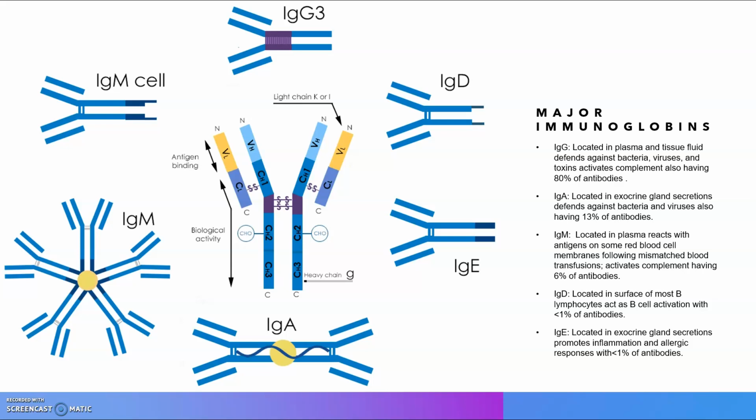IgD is located on the surface of most B lymphocytes, activates B cells, and makes up less than 1% of antibodies. IgE, located in exocrine gland secretion, promotes inflammation and allergic responses, with less than 1% of antibodies.